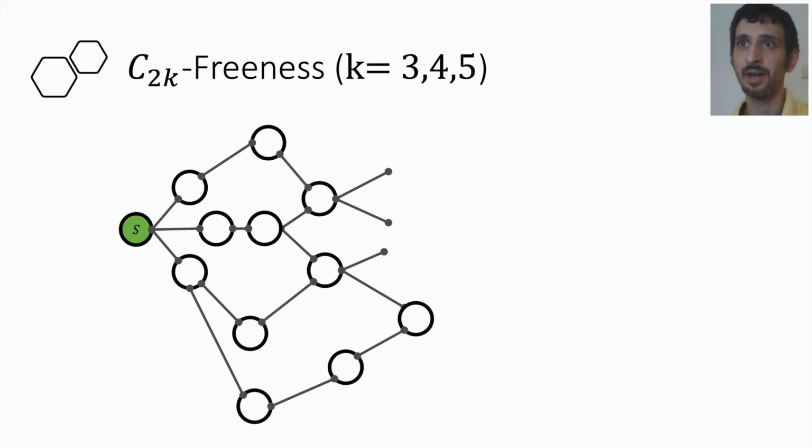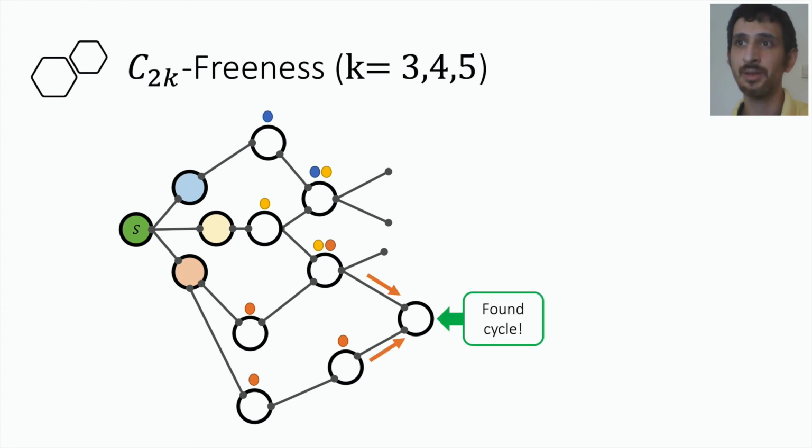Let's see an example of how this works. Here we have some node S which the algorithm sampled randomly. It starts a BFS from each neighbor simultaneously, where each node propagates all the tokens it's seen so far forward. After k steps, the nodes of layer k check whether they received the same token from two sources, and if one did, it outputs that a 2k cycle was found.